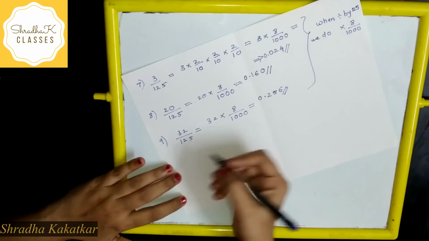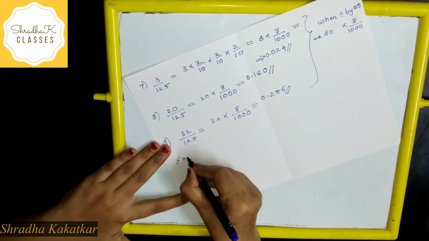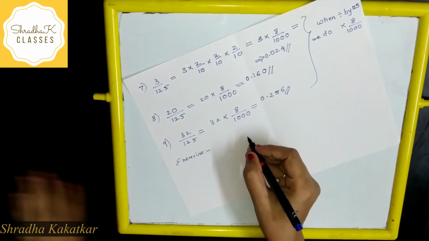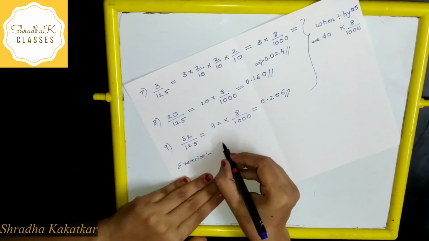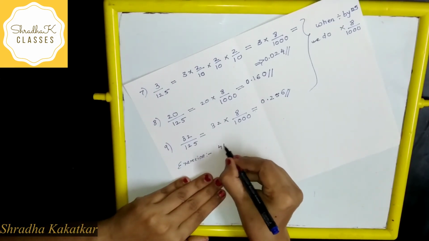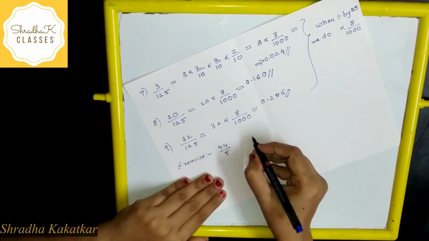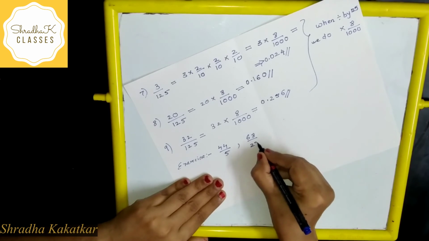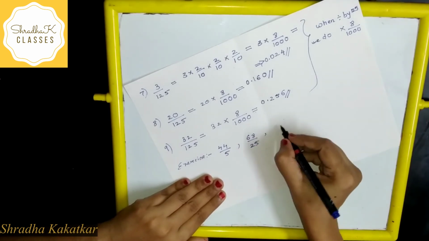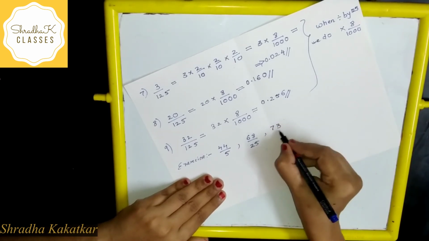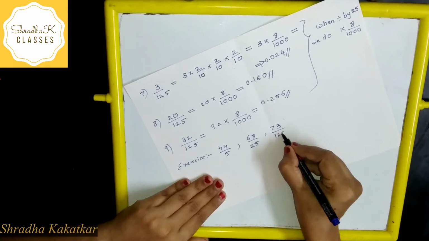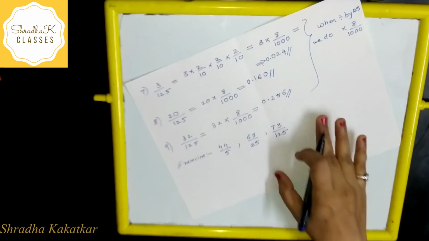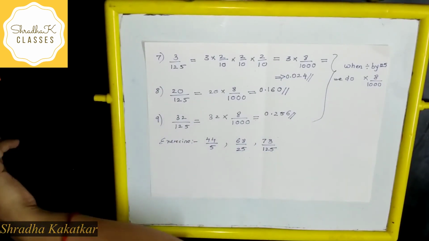Now it's exercise time. Let me give you an exercise. Try 44 by 5, then 68 by 25, and 73 by 125.